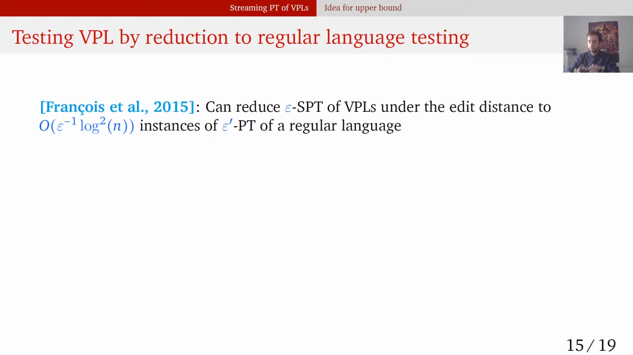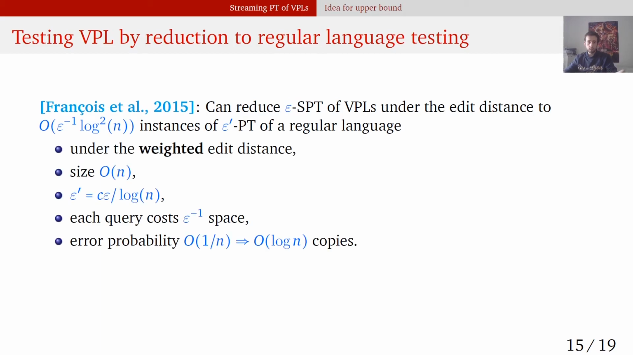For the upper bound, we use the work of François et al., which showed that epsilon streaming property testing of visibly pushdown languages under the edit distance can be reduced to many instances of epsilon prime property testing of regular languages with the following constraints. It has to be under the weighted edit distance. The instances have linear size. Epsilon prime is equal to epsilon over log n. Each query becomes 1 over epsilon space, and you have to reduce the error probability from 1 over 3 to 1 over n. So you have to take log n copies of all of your instances.